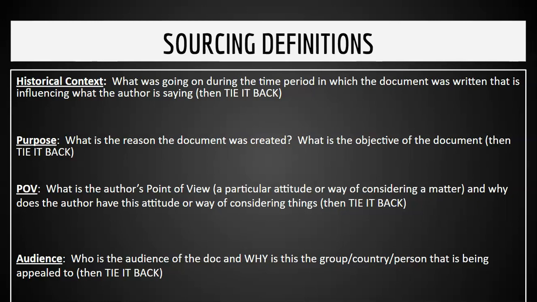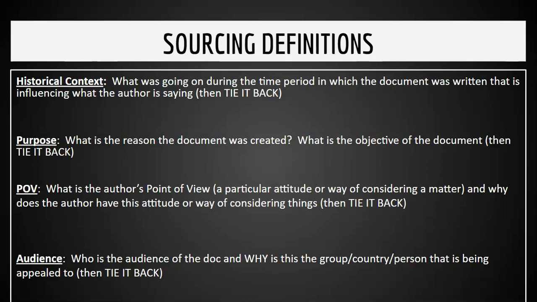When you're doing POV, you not only want to identify what the POV is, what's the attitude, but why does the author have this attitude? And then finally, you can do audience. It's not my favorite, but they do accept it. Basically, you're explaining who this document is being written to, or who it is appealing to, and why that is the audience. Why did the author want those people to be the audience? So when you go to source or analyze a document, you pick one of these to source the document with.